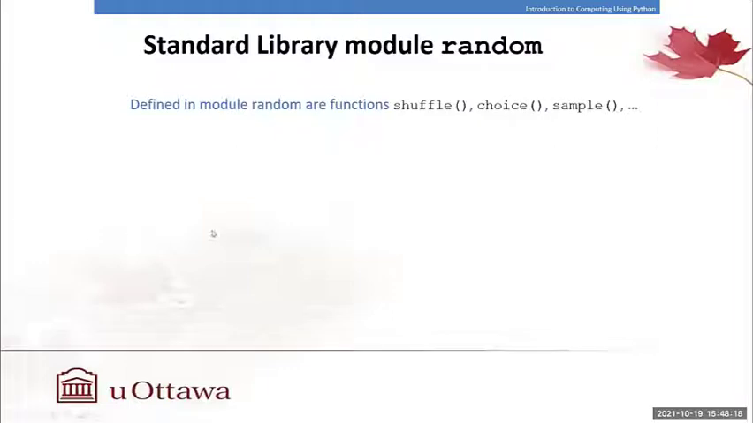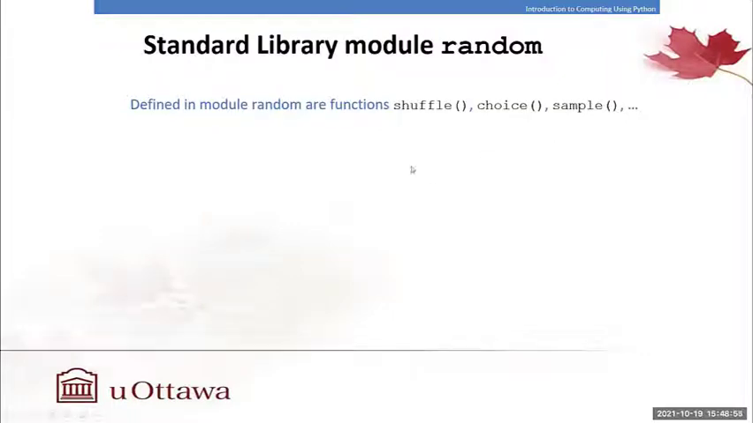The function choice allows us to choose an item from that container, which up to now is the list, okay? In a uniformly random way, okay? So instead, if we would like to get some sub-items randomly from the list, we'll use the function sample.